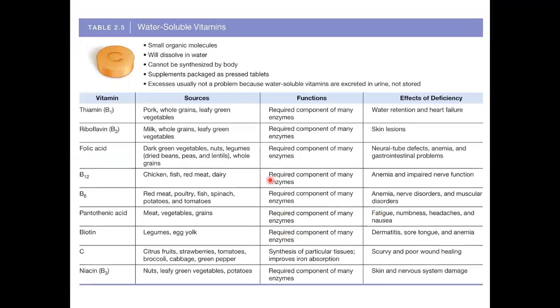Take a look. You don't have to know these tables, but I want you to appreciate deficiencies, right? So here are your B vitamins, pantothenic acid, biotin, and C. Take a look at the functions: required component of many enzymes, iron absorption. What happens if we don't have enough of the B vitamins and vitamin C? Water retention, heart failure, skin lesions, neural tube defects, right?